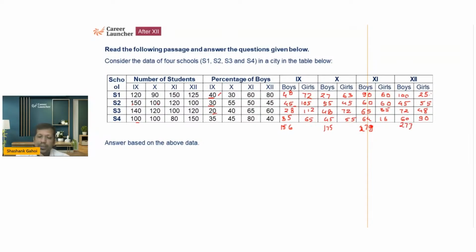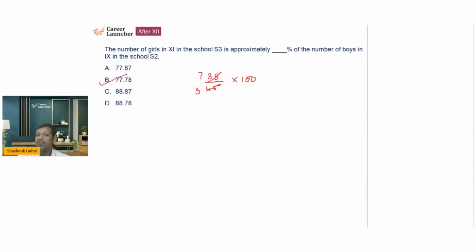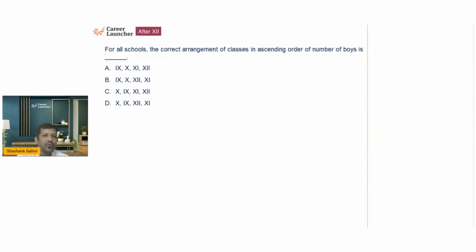277. So if I'm looking for ascending order, that's going to be class 9, then class 10, then class 12, then class 11. So in class 11, we have the highest number of boys. In class 9, we have the lowest number of boys. So it is going to be 9, 10, 12, and 11, and that's going to be option B. You just need to add up all the numbers and get the answer.